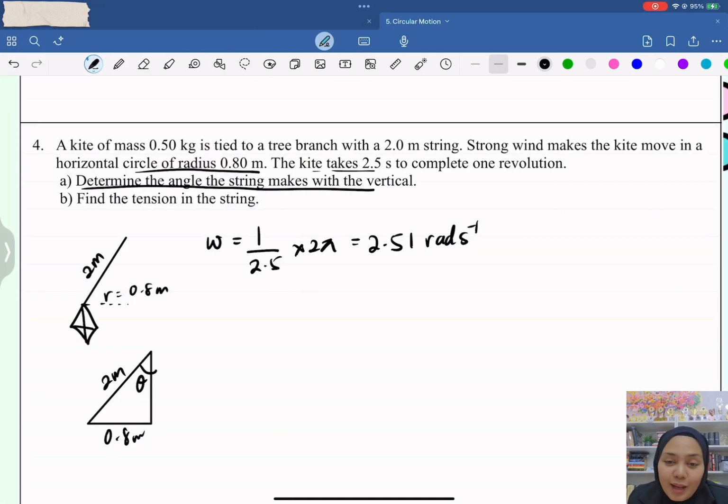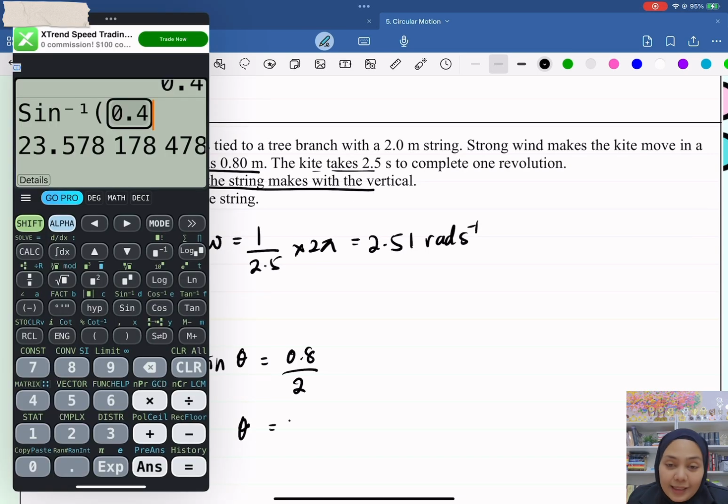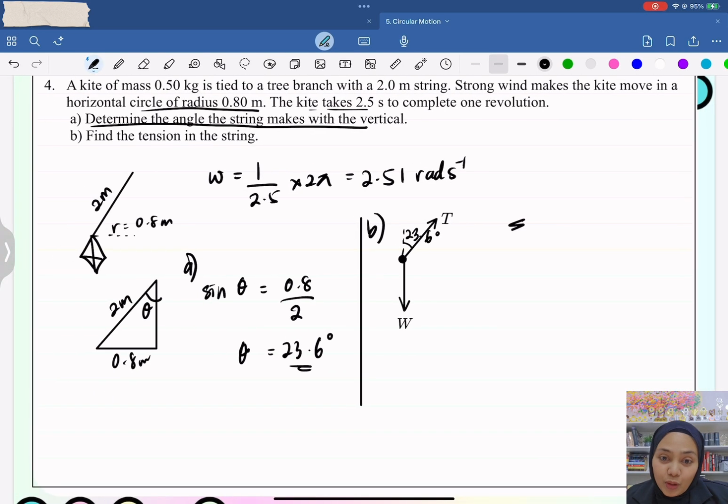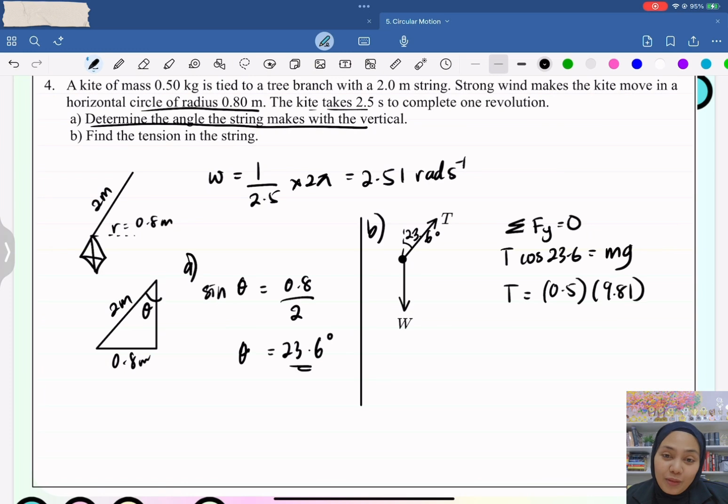To get the angle, I'm just going to use Pythagoras theorem. This is 2 meters and this is 0.8 meters, hence I can use the sine to get the angle. Sine theta equals 0.8 divided by 2 meters, so the theta is 23.6 degrees. And to get the tension, I'm going to use the same equation that we've used before, and the answer is 5.35 Newton.